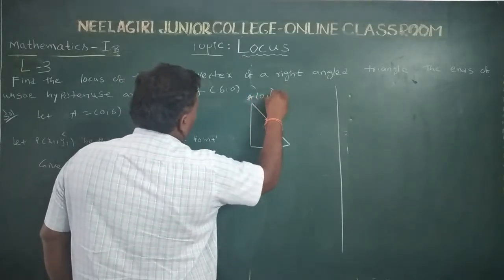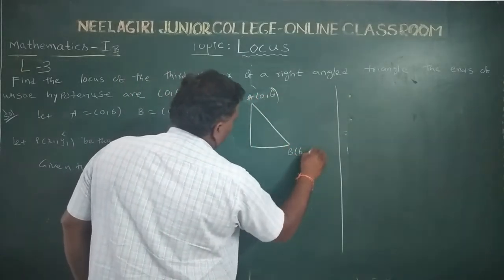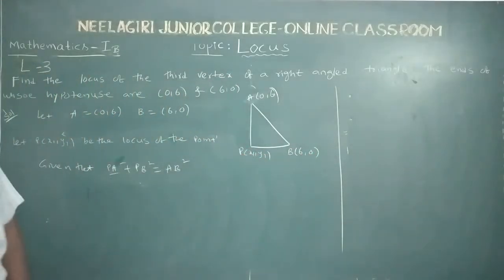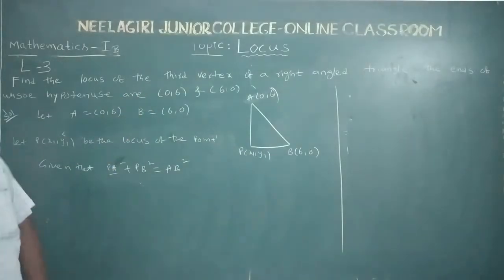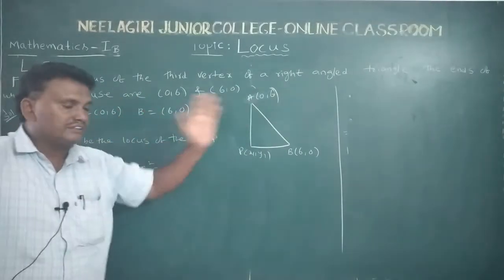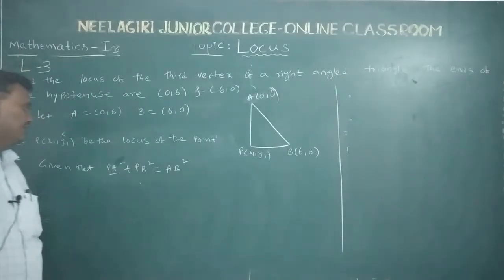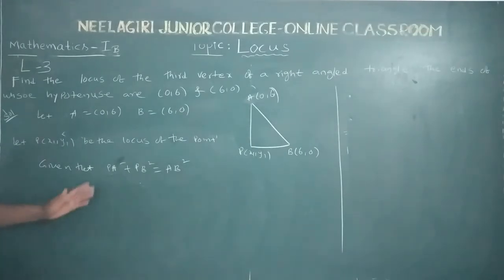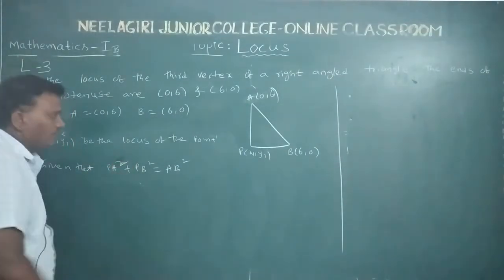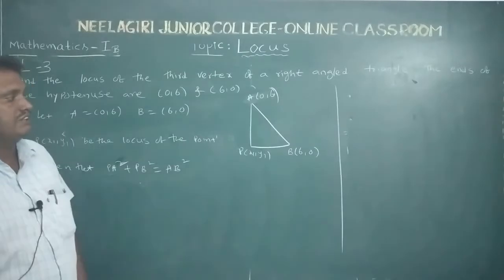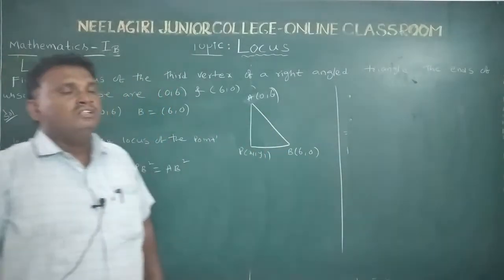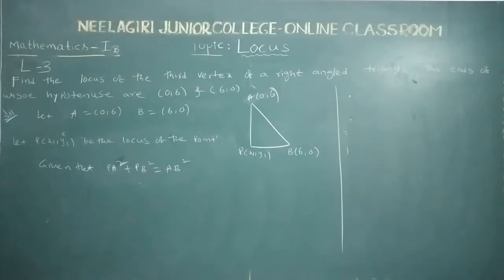A(0,6), B(6,0), P(x1,y1). I want to find the third vertex of the right angle triangle. A and B are the ends, and we want the locus of P. By the Pythagoras theorem, PA square plus PB square is equal to AB square. What is the condition? Side square plus side square is equal to hypotenuse square.